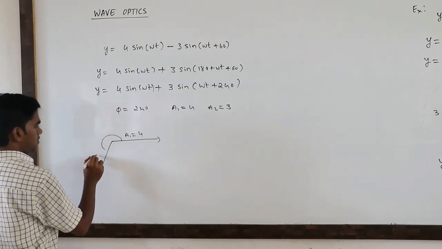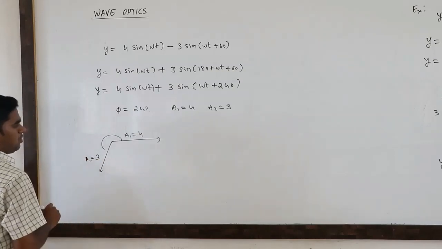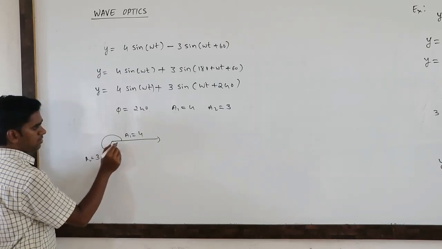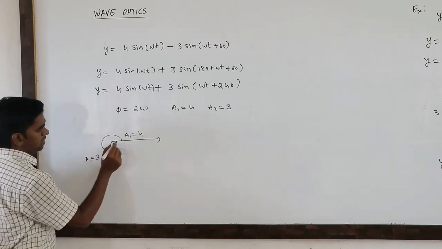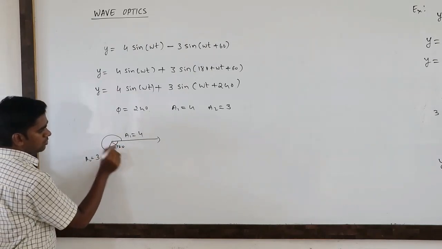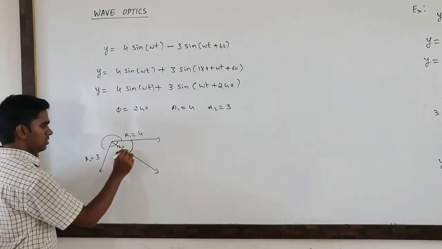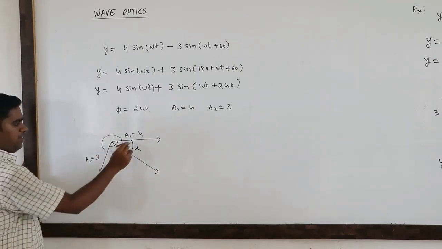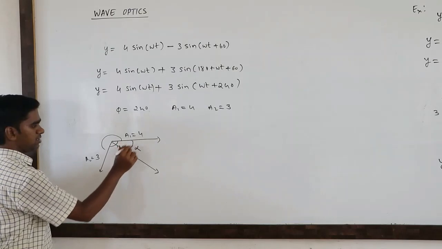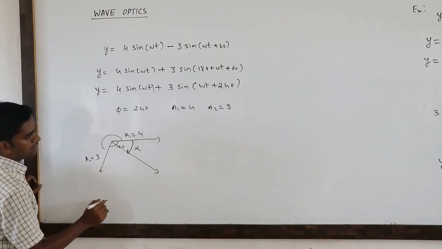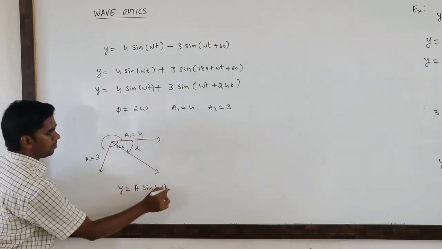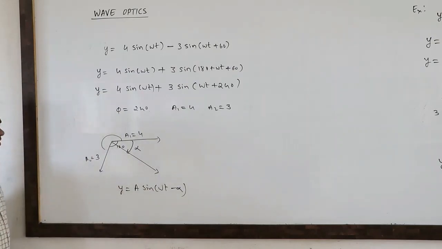So this is your 3, A2. Now don't go with alpha for this one. If this is the total angle, what is that? That is 120. The angle between these two is going to be 120. So your resultant will come on this side, and this is going to be alpha. Now it is in the reverse direction, meaning you are taking it in the clockwise direction, so your final equation will become y equals A sin omega t minus alpha. It is because you are taking it in the clockwise direction.